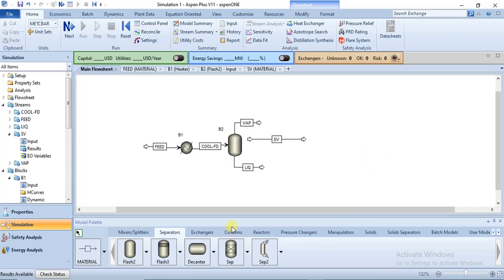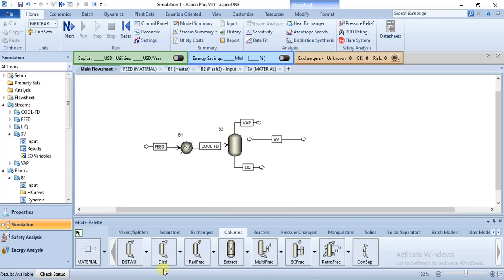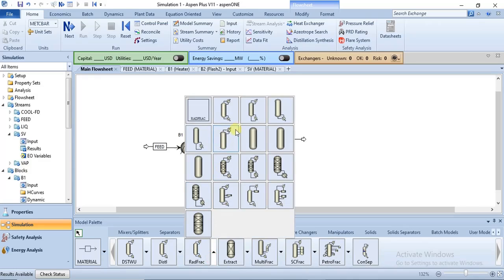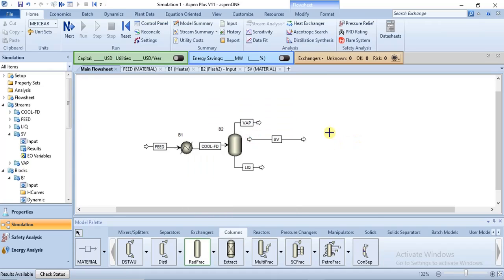So we go to columns, and in columns you have DSTWU, DISTL, RadFrac, Extract, a lot of them. So we are making use of the RadFrac. Now what you do is you click on the drop down, and then you choose the exact column you are looking for. In this case, we are going to use the absorber column. So we choose ABSBR1. There are a lot of columns here depending on what you want to simulate, right? But in this case, we are simulating gas absorption. So we just use this. You click on it and drop it here in your simulation environment.